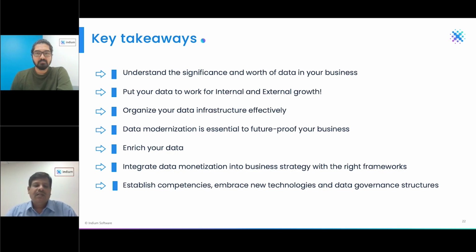The most important thing is we need to establish the competencies, because these engagements need a massive amount of very different skill sets, and need to bring in different technologies. And finally, the most important is you need to stitch the whole story together with the right governance and security, right? So these are some of the key takeaways from this webinar on how to progress from conceptualization of monetization, to make sure that there is success and a significant ROI coming out of your monetization initiatives.